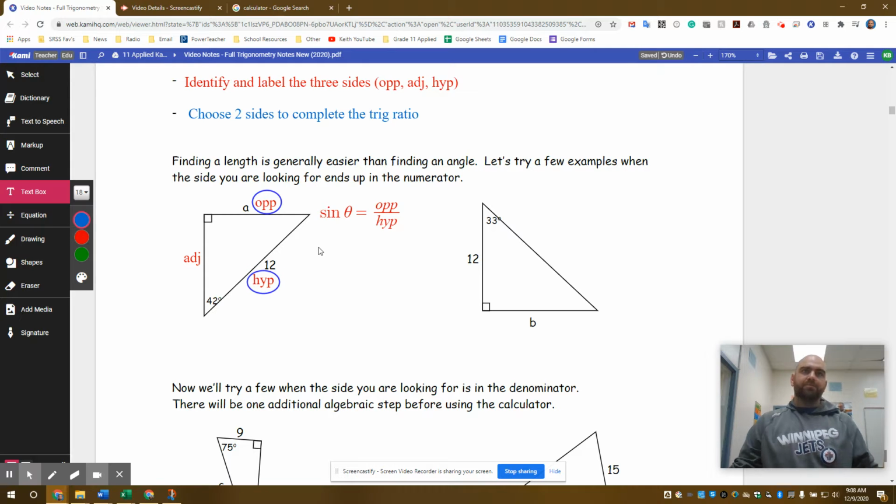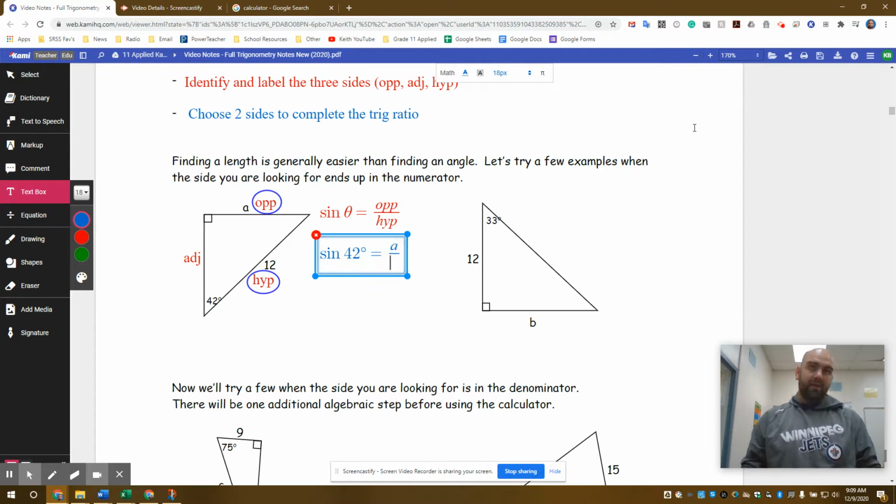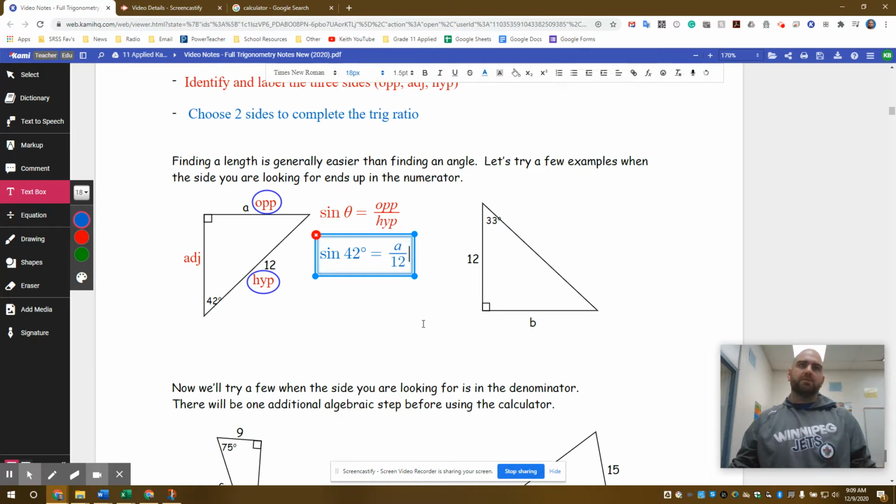All right, so now let's put in everything that we know into our equation here. We know that our angle is 42 degrees. We're going to put that in for theta. Our opposite is A. We don't know what A is in this case, but our hypotenuse is 12. So we're going to do sine of 42 degrees is equal to the opposite, which is A, over 12.